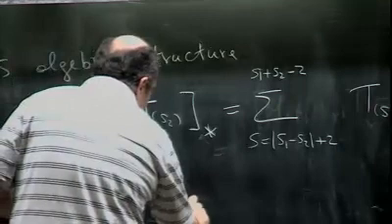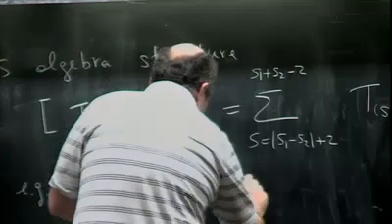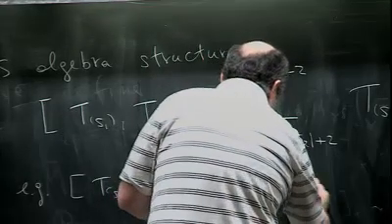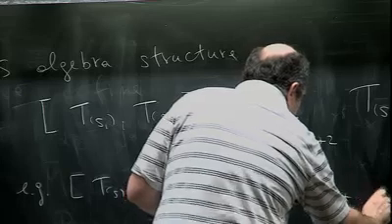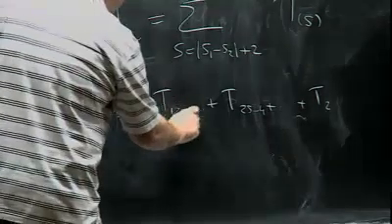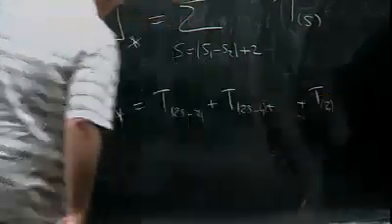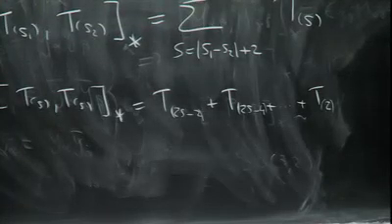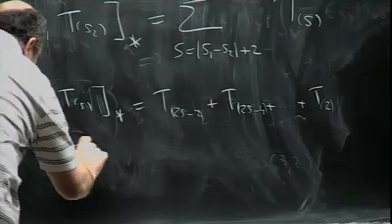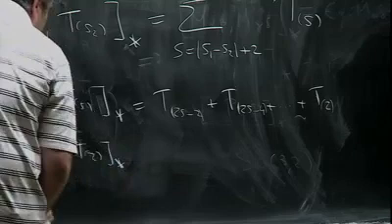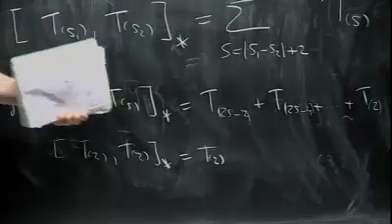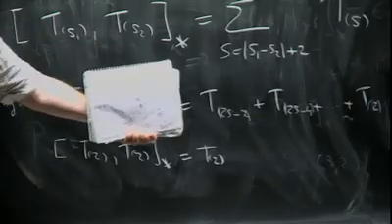Commutator of T_S with T_S gives T_{2S-2} plus T_{2S-4} plus up to spin 2. Okay? And you see that if you take spin 2 with spin 2, you just get spin 2. But if you take something of higher spins, you produce something of even higher spin. Okay? So if you take spin 2 with spin 2, you just get spin 2. Okay? These equalities are schematic. I just mean which generators appear on the right-hand side.